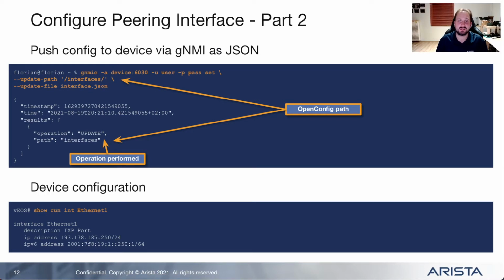With gNMI-C, an open source gNMI client, we push the JSON file to the device, and the network device itself then converts it into its own language. We will also be informed if the operation was successful or failed. So to sum it up, the JSON file shown on the previous slide generates the configuration shown on this slide.